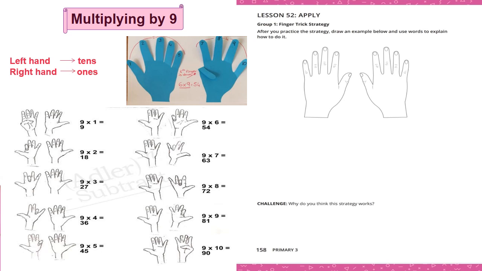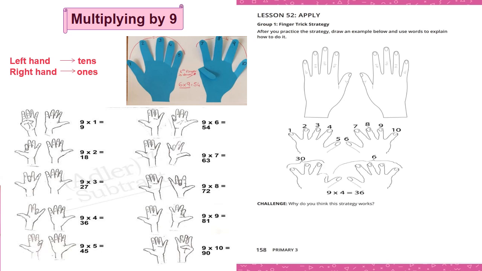The next page, the apply part, finger trick strategy. After you practice the strategy, draw an example below and use words to explain how to do it. Here I want to get the result of 9 times 4. So the first step is what? Look at the other number, it is 4. So the second step is what? Bend down finger number 4.